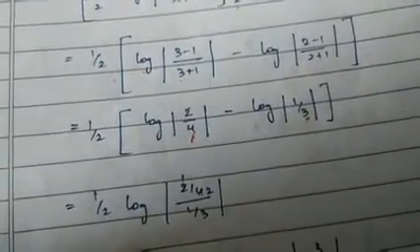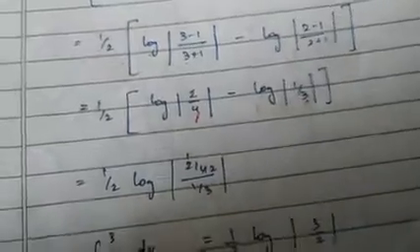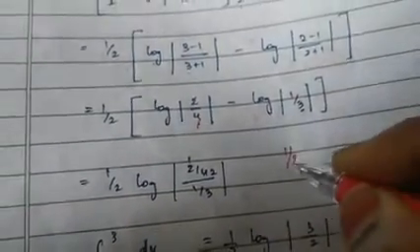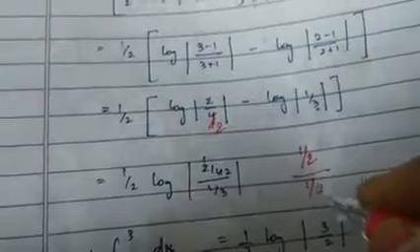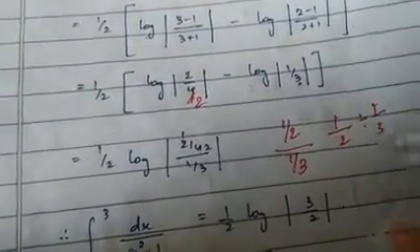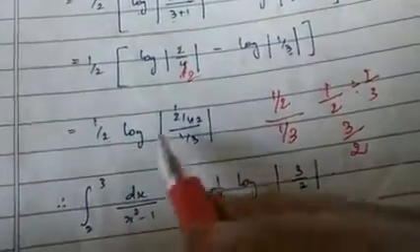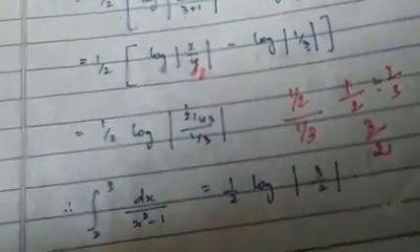Log a minus log b, that is log a by b. Therefore, you will be getting 1 by 2, log of 1 by 2 divided by 1 by 3. When you reciprocate, you will be getting 3 by 2. Therefore, 1 by 2 into log of modulus 3 by 2.